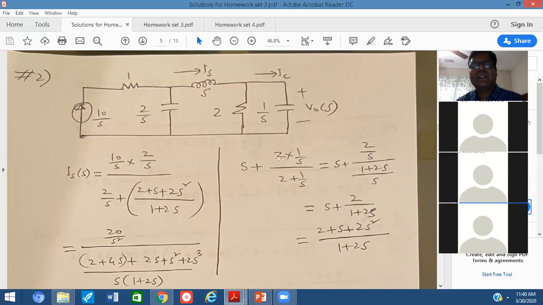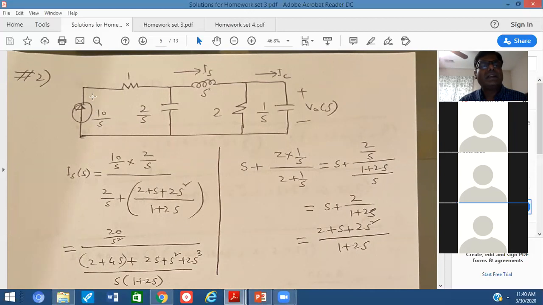So this is that parallel combination. And then I am adding plus S, means this one. So first, I am operating on this portion. So for this portion, this is the total impedance. And then this is my loop, the circuit.